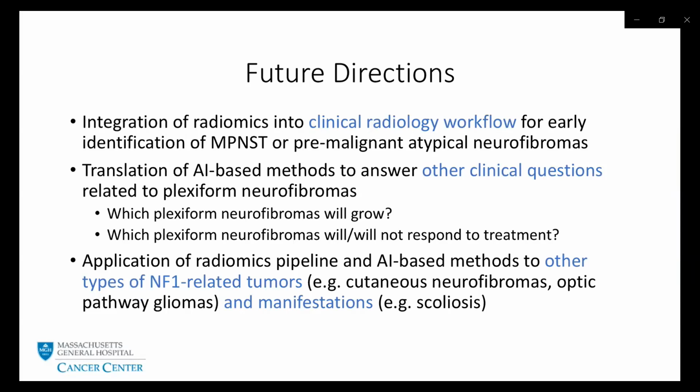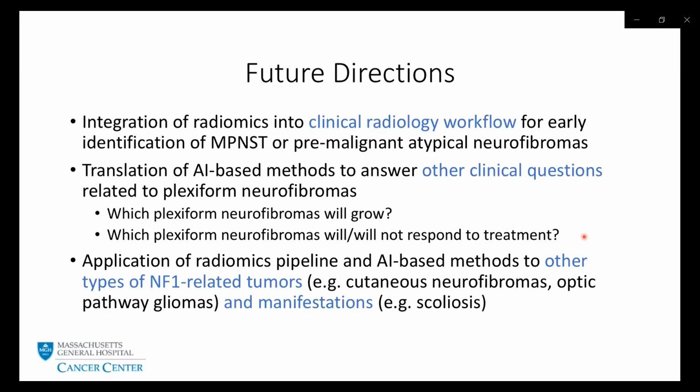There are also opportunities to use AI-based methods to answer other important clinical questions related to plexiform neurofibromas. For example, we will be working on a model to identify plexiform neurofibromas that will grow in the future using deep learning, another type of AI. This is important because it will help us identify patients who may benefit from early treatment interventions.